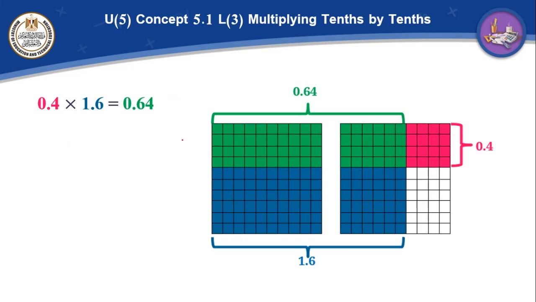Another example, 4 tenths by 1 and 6 tenths. If we make it as multiplication, it is 16 times 4. We can solve it in many ways. This will be 10 plus 6, multiplied by 4. Using the distributive property, the partial products: 4 times 6 equals 24, 4 times 10 equals 40. You have 40 plus 24. It will be 64. That is the distributive property, or using partial products.